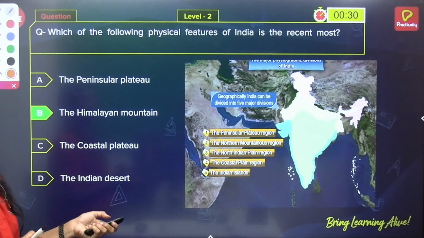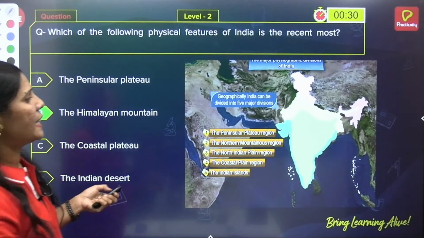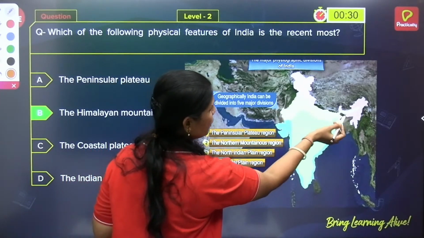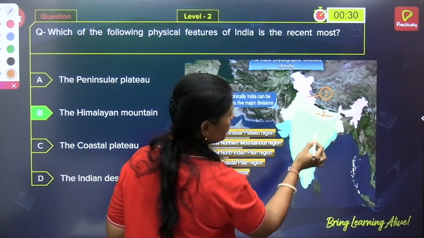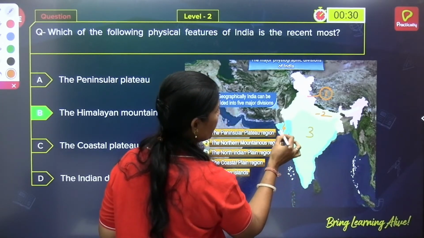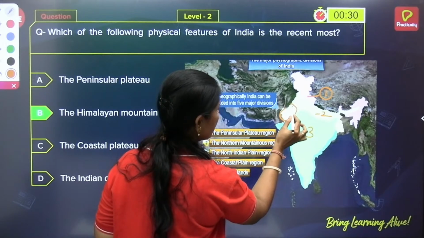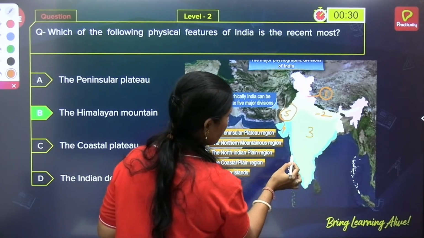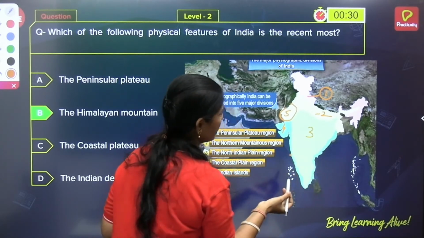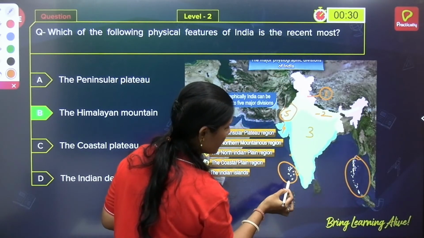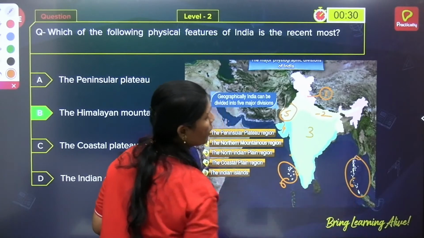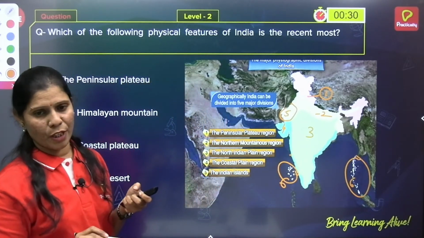The answer is the Himalayan mountains. See, the remaining ones are the physical features. This is feature number 1, feature number 2, 3, 4, and here we have a desert, 5, and island groups. This is a 6. Okay, so these are the 6 features.